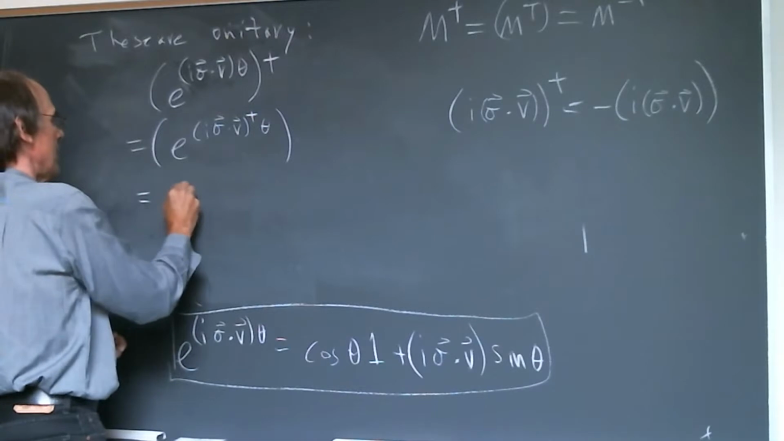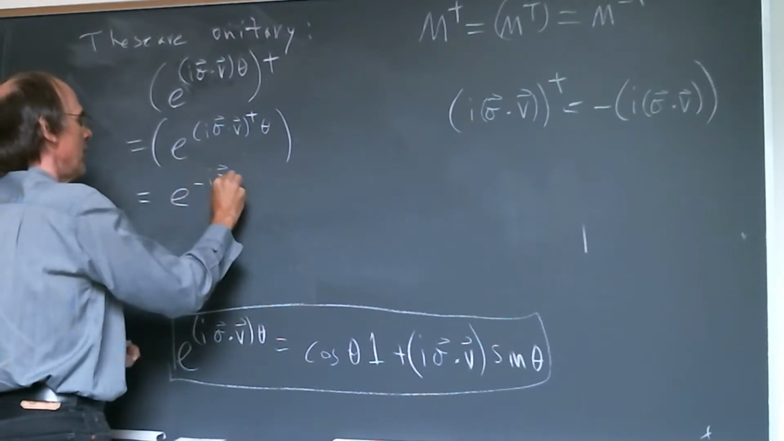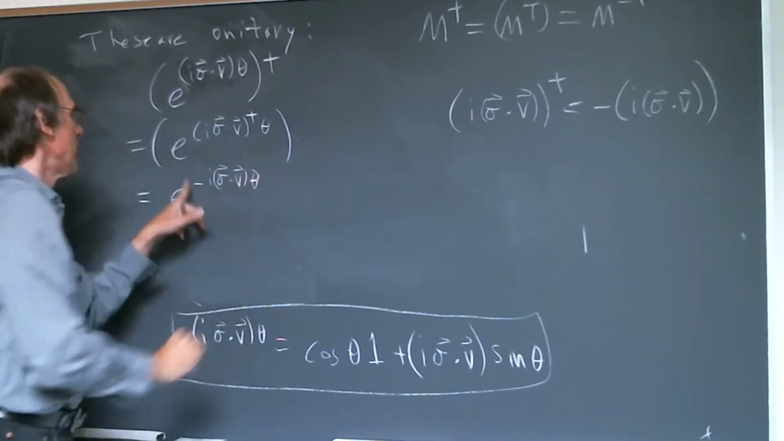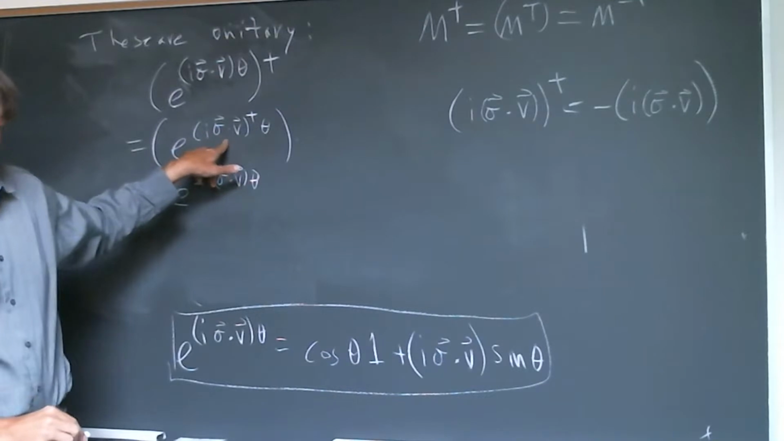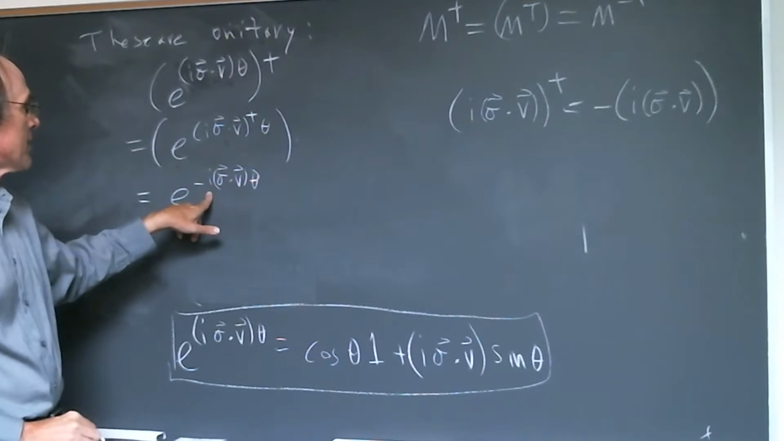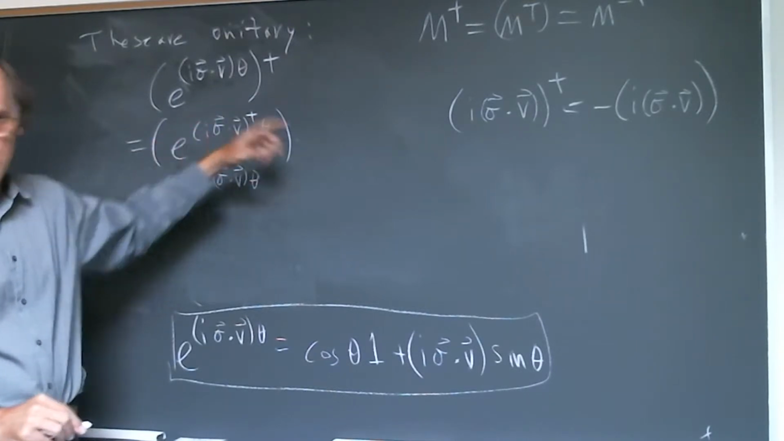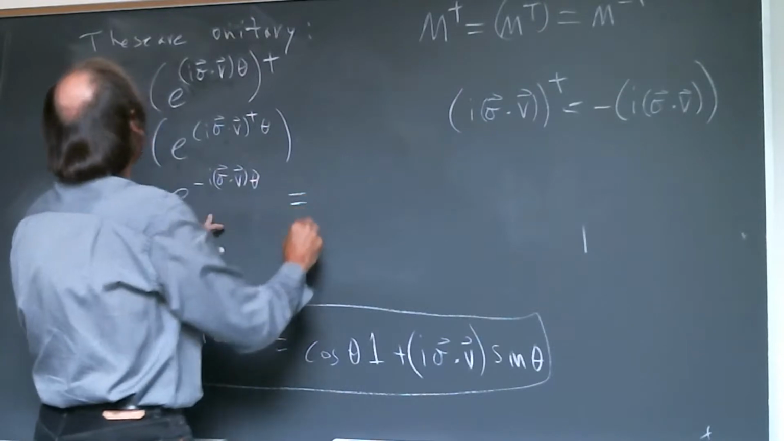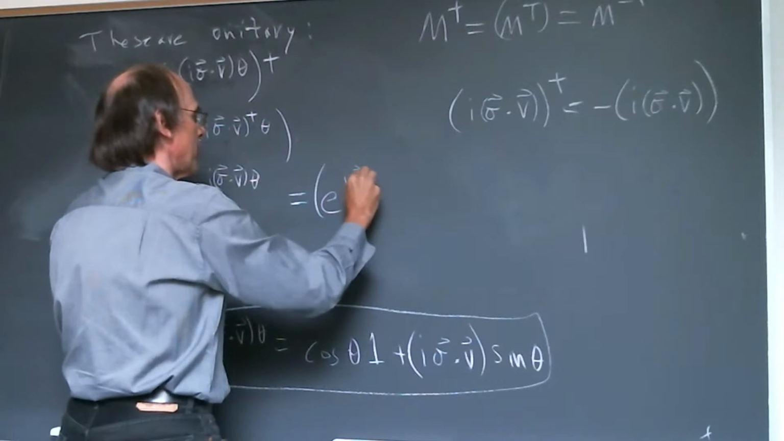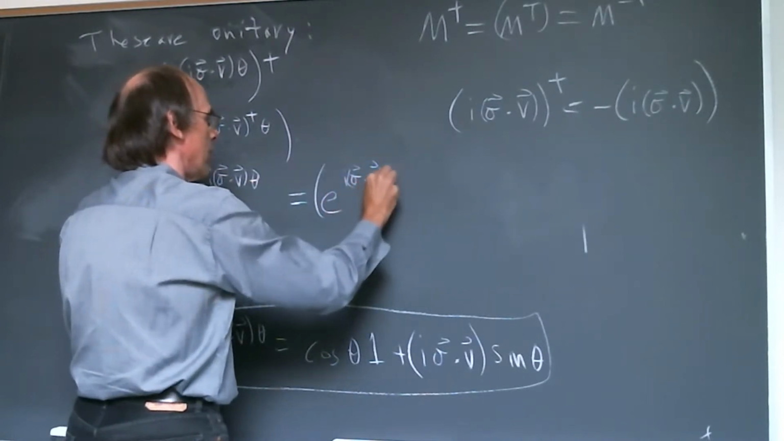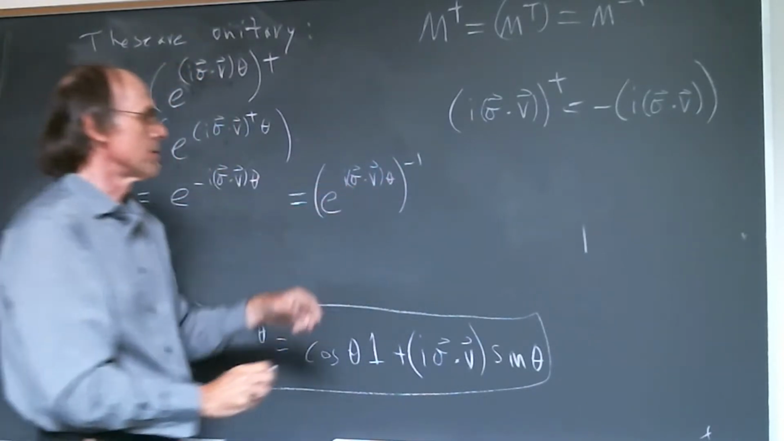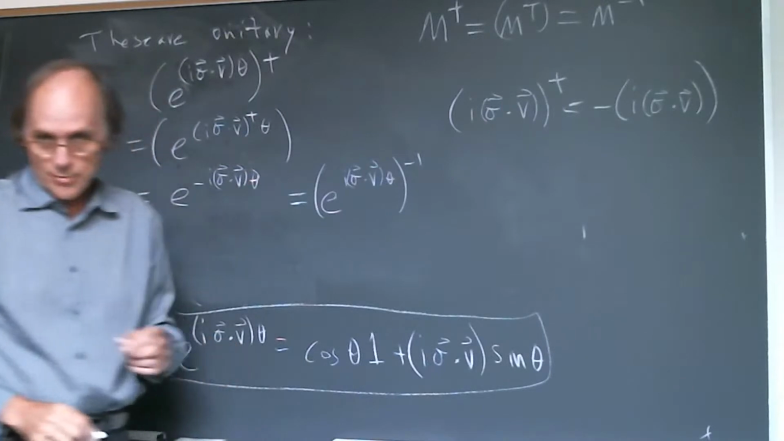It's equal to e to the minus i sigma vector dot theta. But you can see that this is e to some matrix, e to the minus this, and if you multiply these things together, this is going to be the same thing. This is e to the sigma vector dot theta inverse. Okay, so these are unitary. That's really all I wanted to show.